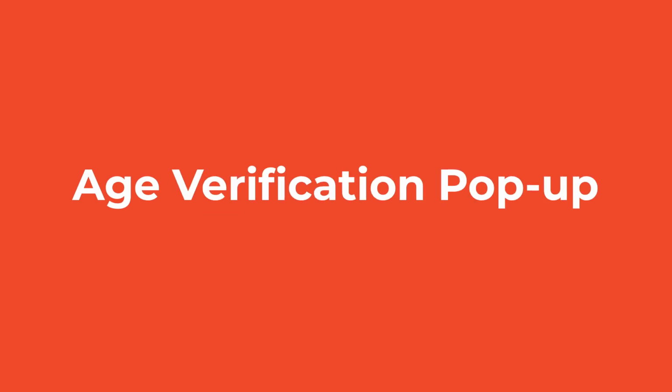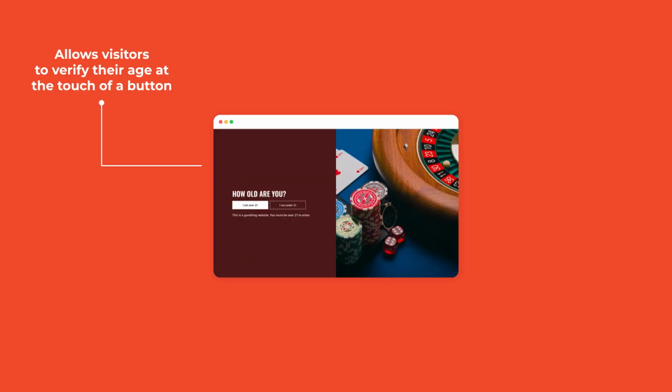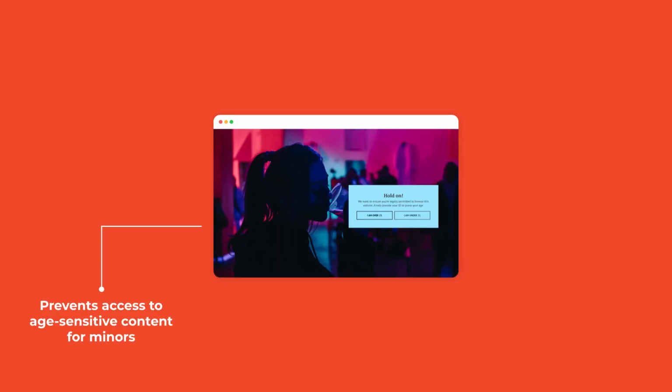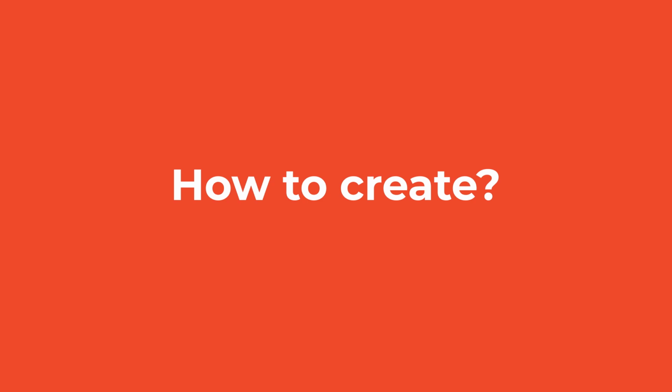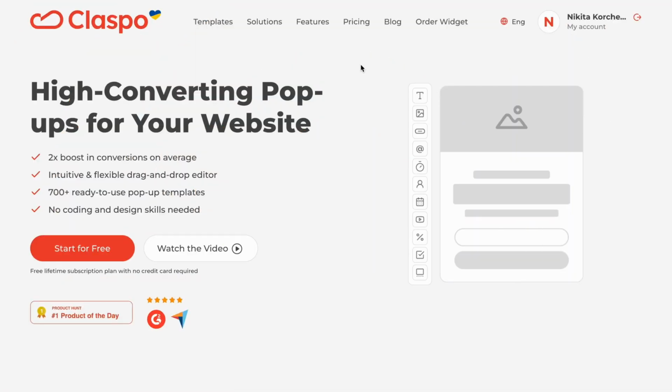An age verification pop-up completely blocks website content and verifies the age of visitors, granting access only to adults. It allows visitors to verify their age at the touch of a button, prevents access to age-sensitive content for minors, and saves you from legal penalties and a damaged reputation. Stay tuned and learn how to create an age verification pop-up in a few minutes.